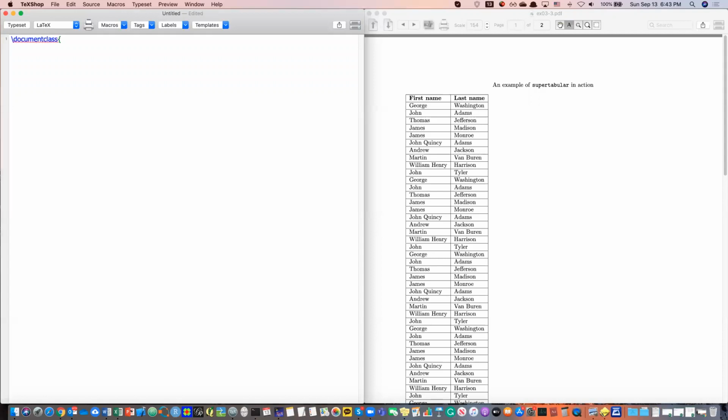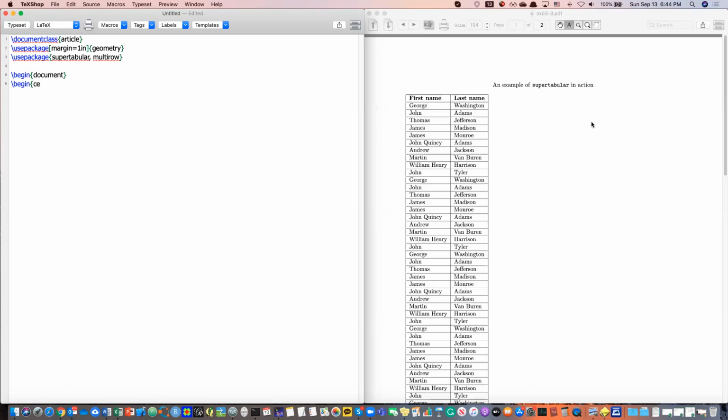class, article. And then use package, geometry, with margin equals 1 inch. And then use package supertabular and multirow. All right, and then now begin document, and then begin center.